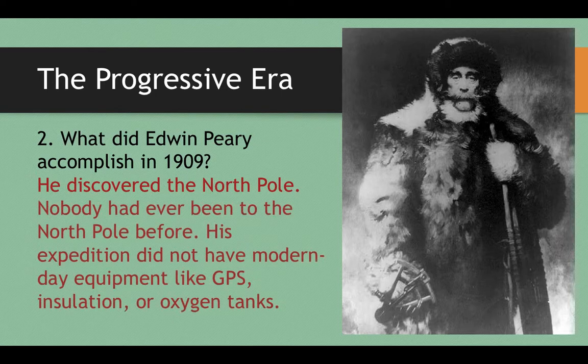But Edwin Peary was able to do that, do what no one ever had done before. And his expedition, keep in mind, did not even have any modern day equipment. He didn't have oxygen tanks to help him breathe in the very, very thin and cold air. He did not have insulation to keep him warm. He didn't have GPS like we would need today. He basically had the stars. He had a map that he wasn't sure was completely correct, and he had a compass. And he was able to make it to the North Pole. So huge accomplishment, first person to ever do that.